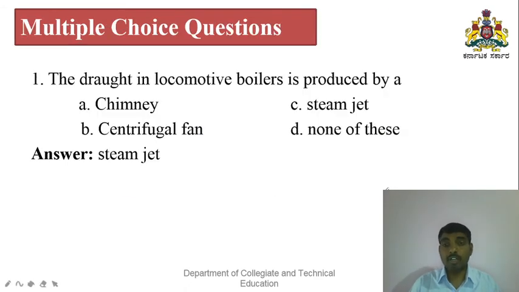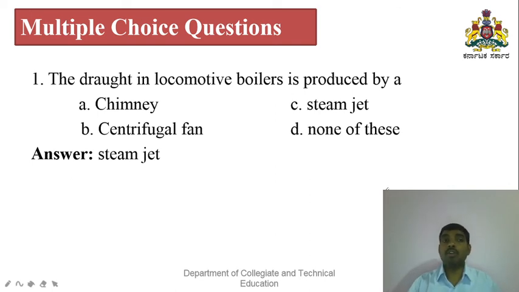So students, in this session I have explained the steam jet draught. In that I have explained two types: forced steam jet draught and induced steam jet draught. I have taken the advantages and described the comparisons also. Please go through these slides, and you may understand how these steam jet draughts are used in power plants.